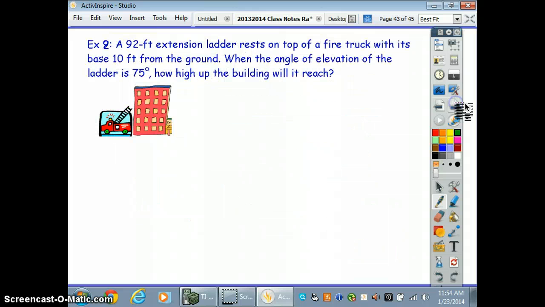Next problem, example 2. Here we have a 92-foot extension ladder resting on the top of a fire truck with its base of 10 feet. So from here to here is 10 feet. When the angle of elevation of the ladder is 75, how high up the building will it reach? Okay, this is a little more complicated and the picture's not very good. Let's go ahead and I think I'll try blowing it up here.